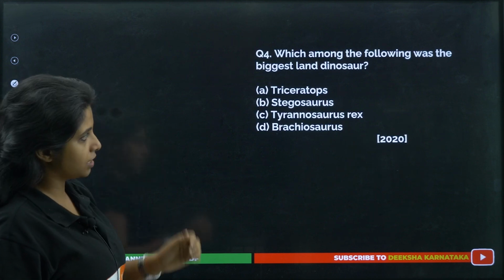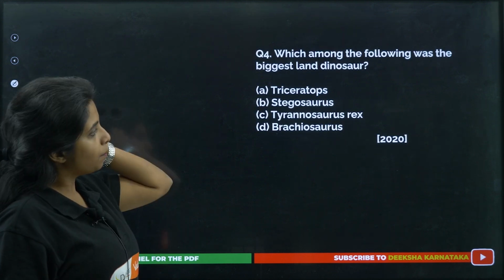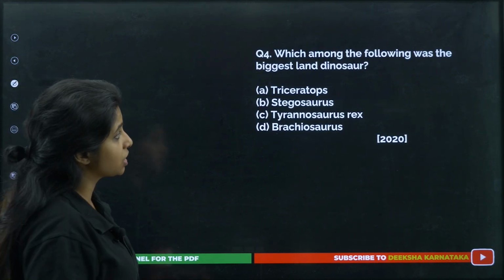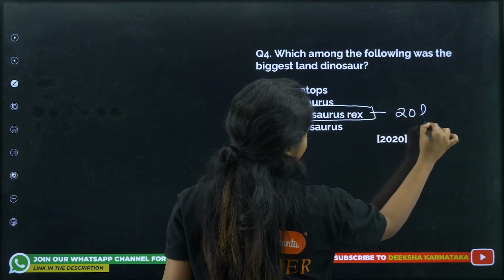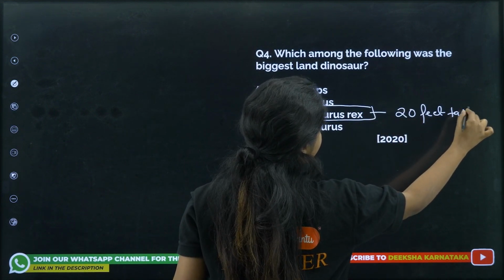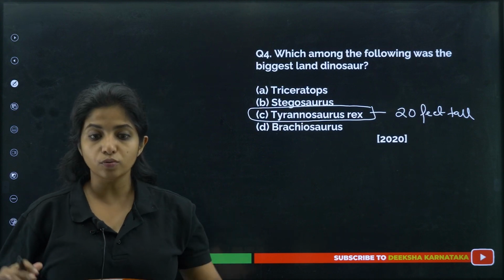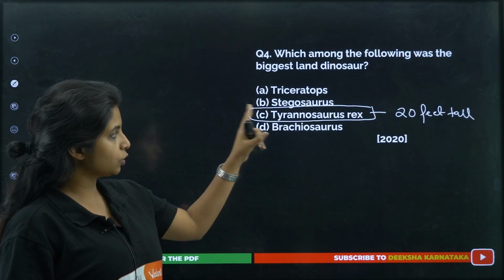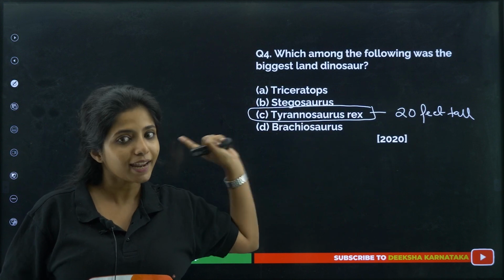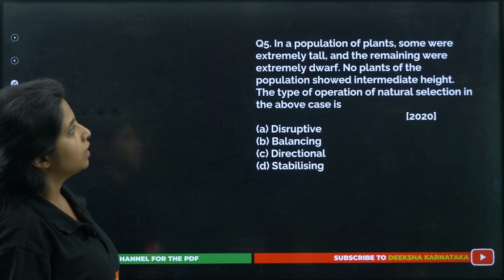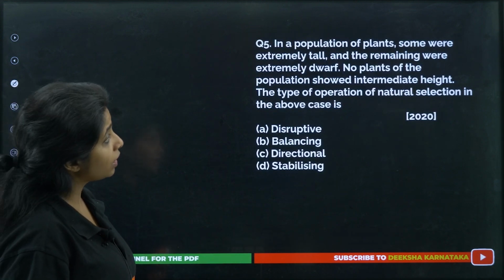Chalo. Which among the following was the biggest land dinosaur? Triceratops, Stegosaurus, Tyrannosaurus rex, Brachiosaurus. So the biggest land dinosaur was Tyrannosaurus rex, which was almost 20 feet tall. Just imagine how huge it might be, right? It was Tyrannosaurus rex, directly given in your NCERT. Direct question.